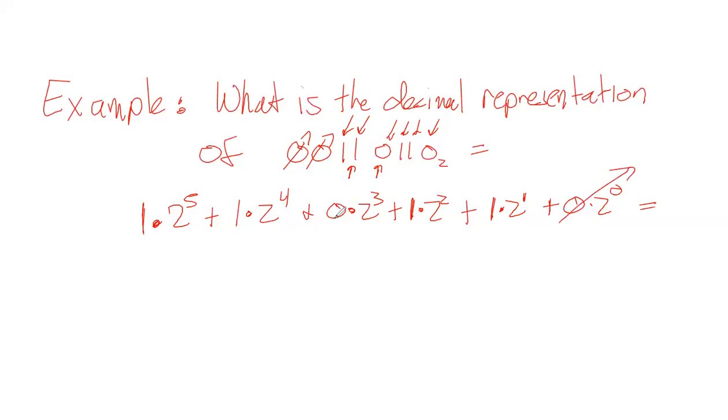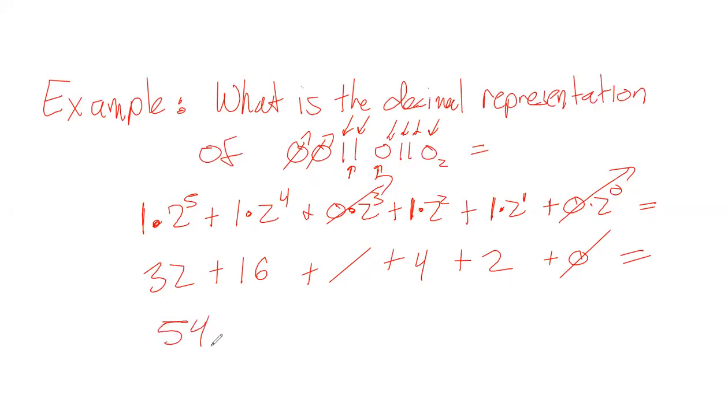Our zeros cancel out. 2 to the 5 is 32, I believe. 2 to the 4 is 16. 2 to the 3 term is just 0. 2 to the 2 is 4. 2 to the 1 is 2. And then this is 0. If we add these up, we get 48, 50, 54, in base 10. Again, all of these are base 10, obviously. Whenever you're going back and forth between representations, it's always a good idea to keep track of the base explicitly. So this binary string represents the number 54.